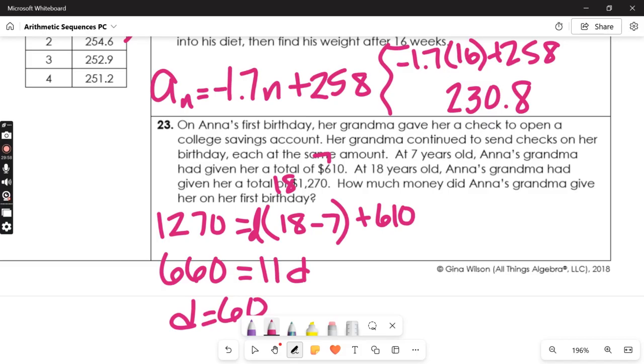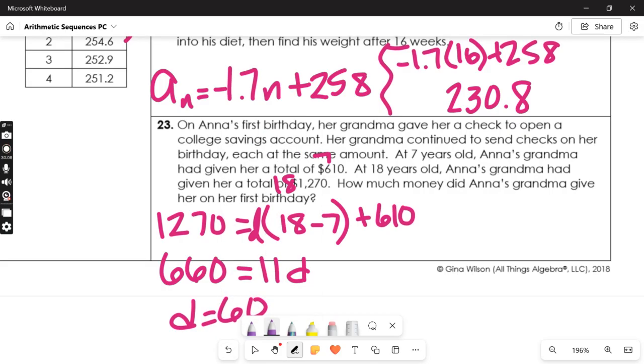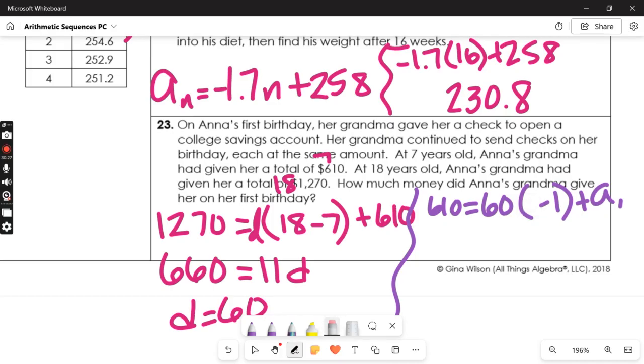Okay, so then I could find A1, so I could work backwards. I could start at 610 and just keep subtracting 60 if I want. I would prefer to do it a little bit differently. So I'm going to do it kind of how we did in those previous problems. I'm going to say, okay, well, 610 is equal to 60 times n minus 1 plus A1. And sorry, this n here is a 7, because that's our 7th term. Okay, so I'm going to find that first.